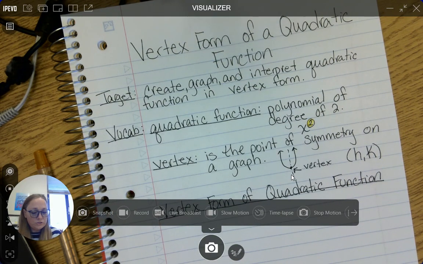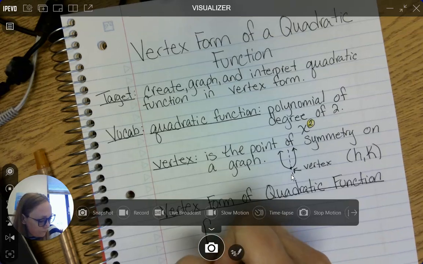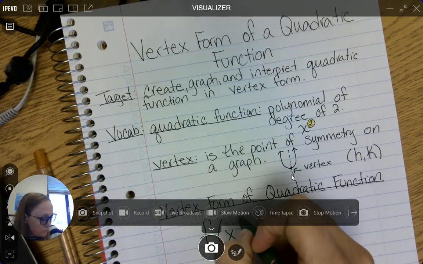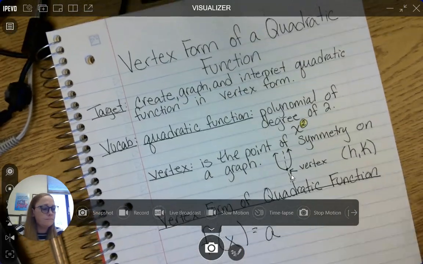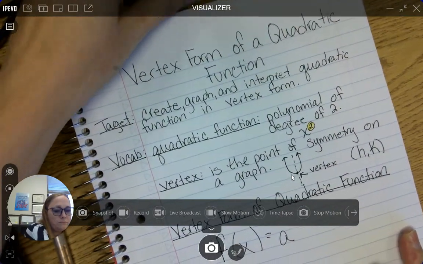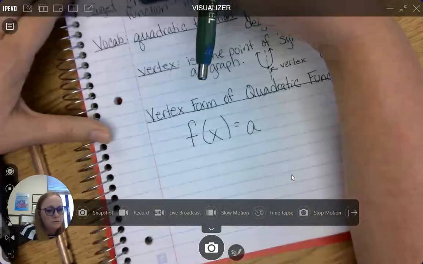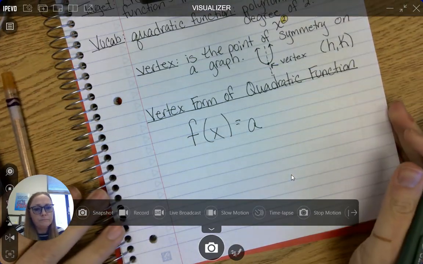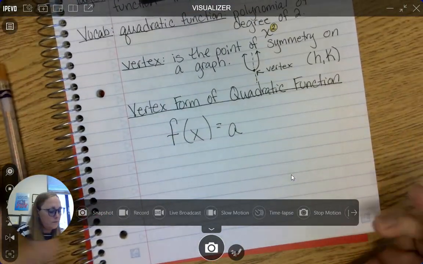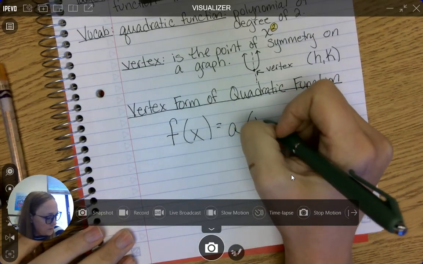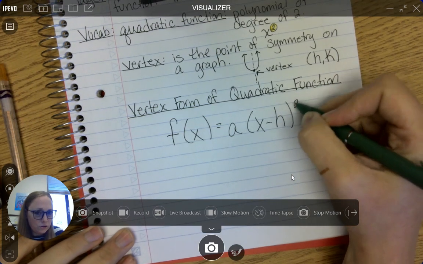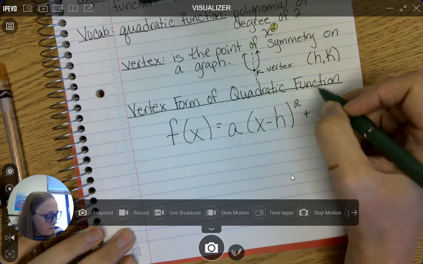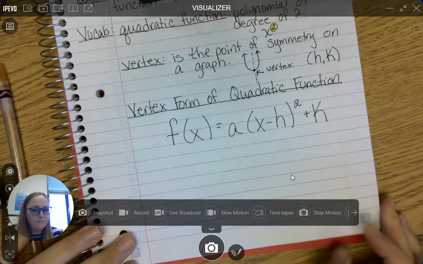Okay. So what is vertex form? It's a formula. I'm going to write this really big. I like to write really important things really big. And it's f of x equals a times x minus h, close parentheses, squared. That's our clue here that this is a quadratic, looking for that power of 2, plus k.